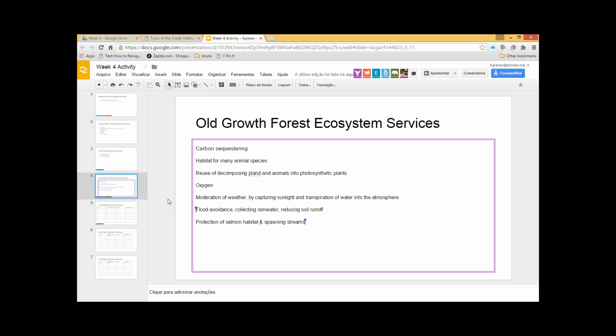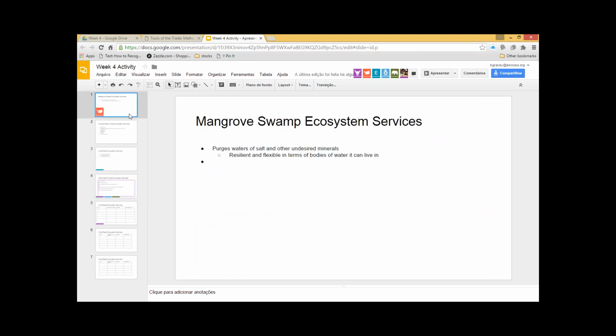Let's see, reuse of decomposing plants and animals. Yep. So recycling, also soil formation again. Oxygen, yeah, to a small extent. Most oxygen isn't produced in old growth forests, but yeah, that's certainly true. Moderation of weather, definitely true. Flood avoidance, rainfall, soil runoff, all those things are true. And protecting non-forest ecosystems like salmon habitat, also excellent examples. So that's a good set of examples here. So feel free to keep filling them in, but we're going to continue with the slides.